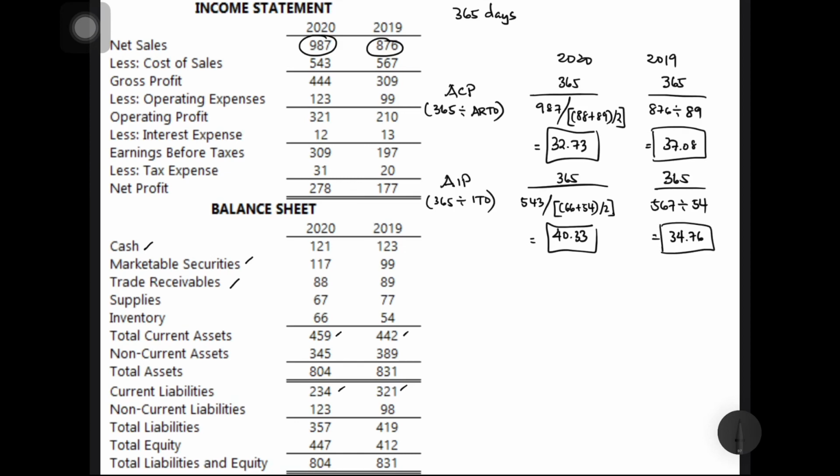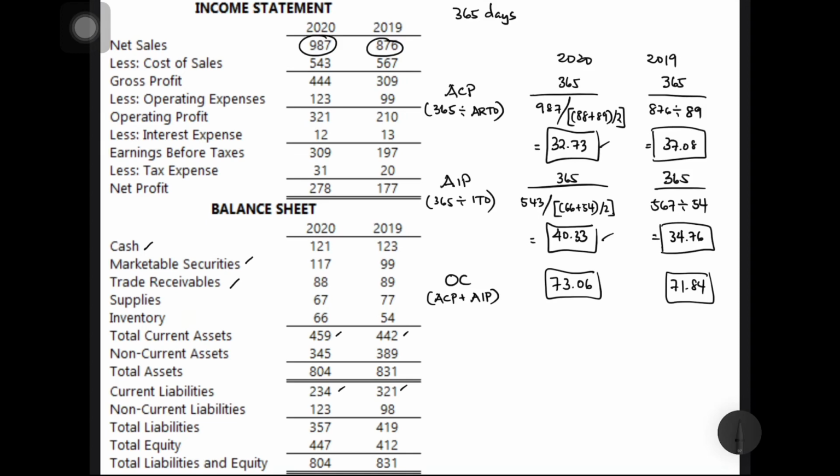How about the operating cycle, which is just the sum of your ACP and AIP, average collection period and average inventory period. So you just add 32.73 plus 40.33. This one and this one you add, it's 73.06. And then 2019, 37.08 plus 34.76, that's 71.84. I hope I get everything correct, no? Otherwise, I have to repeat.